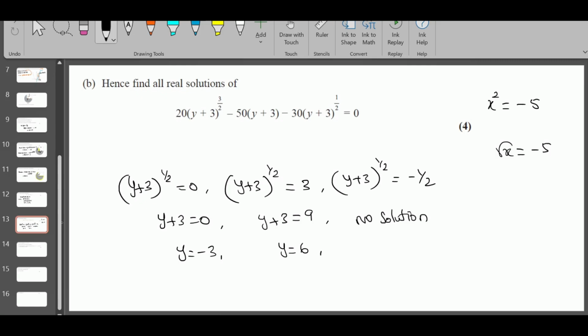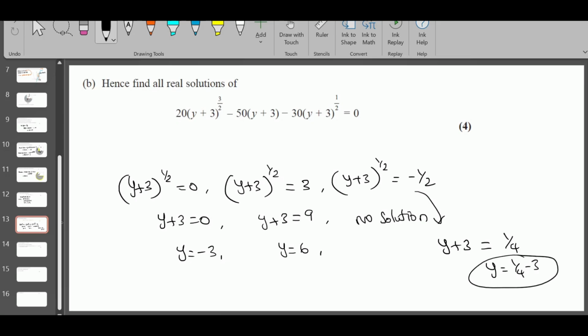If you are wondering why there is no solution, I can quickly explain that. It might look a normal equation. When you square both sides, y plus 3 is minus 1 over 2 whole square, and then y is 1 over 4 minus 3. It looks like a normal one, right? But whatever solution you are getting here, when you sub in here, you won't get equal to minus half.